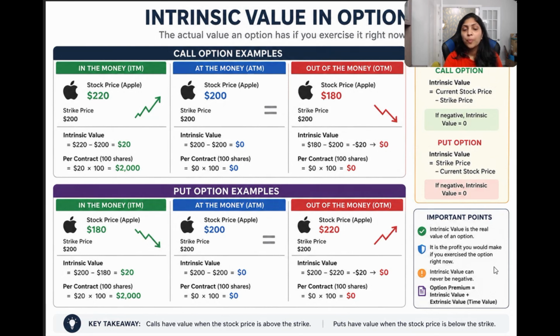So important points to remember: intrinsic value is the real value of the option, and it is the profit you would make if you exercise that option at that time. Whatever the value you have, you will get it. And intrinsic value can never be negative, as I mentioned before. And option premium equals intrinsic value plus extrinsic value, which is the time value. This extrinsic value we are going to discuss in our next class.